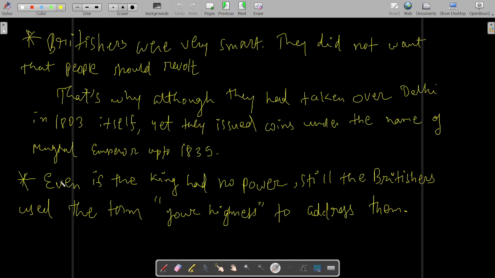The Indian kings were very emotional. If someone lost the battle, the Indian king used to abuse him, or would not use respectable words for him, because Indians are very emotional in politics. But the Britishers were not at all emotional in politics. Even if the king had no power, still the Britishers used the term Your Highness to address them. They never addressed a king who had lost the battle in a humiliating manner. They always used sweet language in order to get their work done.